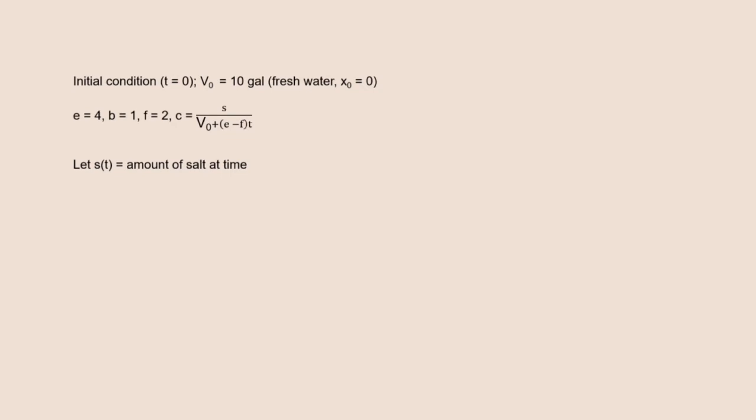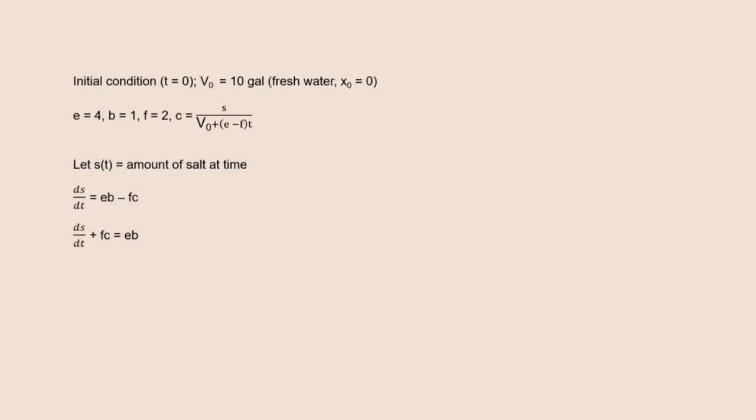Okay, before that, I will tell what is the meaning of E, B, F, and C. The meaning of E is the rate of solution goes in. The meaning of B is the initial concentration. The meaning of F is the rate of solution goes out, and the meaning of C is the final concentration. So, firstly, let S(t) be equal to the amount of salt at time t. Then we differentiate it, and so dS over dt is equal to EB minus FC.